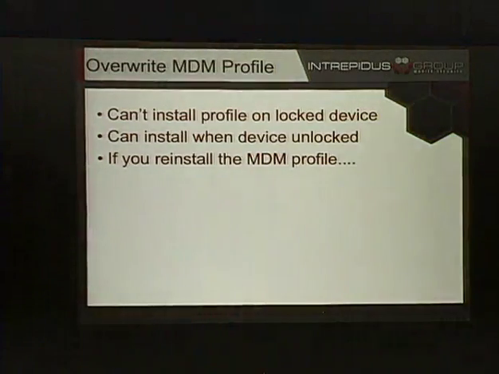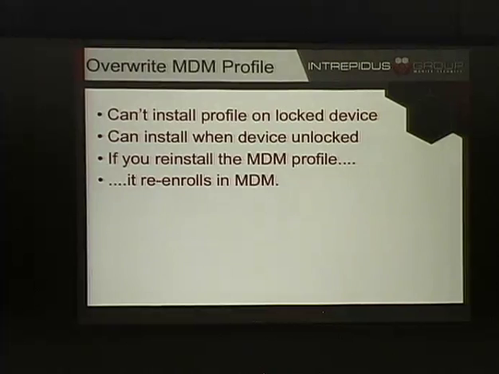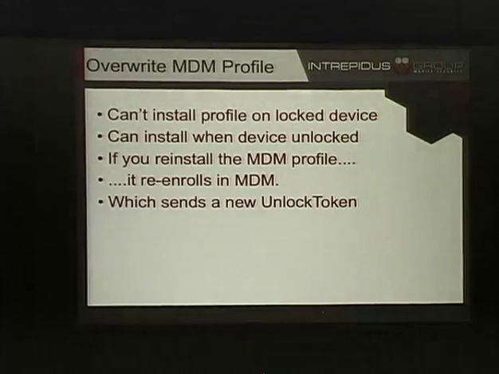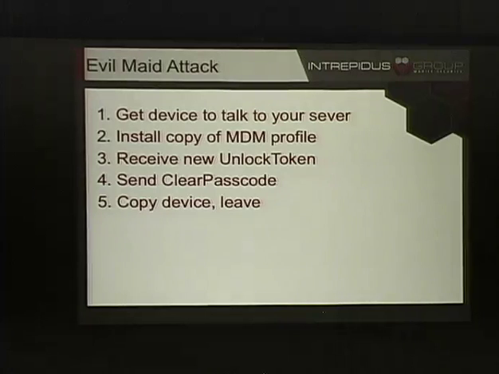You can't install a profile on a locked device, but you can install when the device is unlocked. Turns out if you find the original MDM profile, which I mentioned before was a concern, and you reinstall that, it will re-enroll in MDM, which causes a new unlock token to be sent. So I think you can have an evil maid attack, which, if you remember, is a way you can get past full disk encryption. You get the device to talk to your server, get a copy of the MDM profile, force that installed on your new device. You get the new unlock token. Now you can send in a clear passcode. You pick up the device, slide the thing, and you're in.